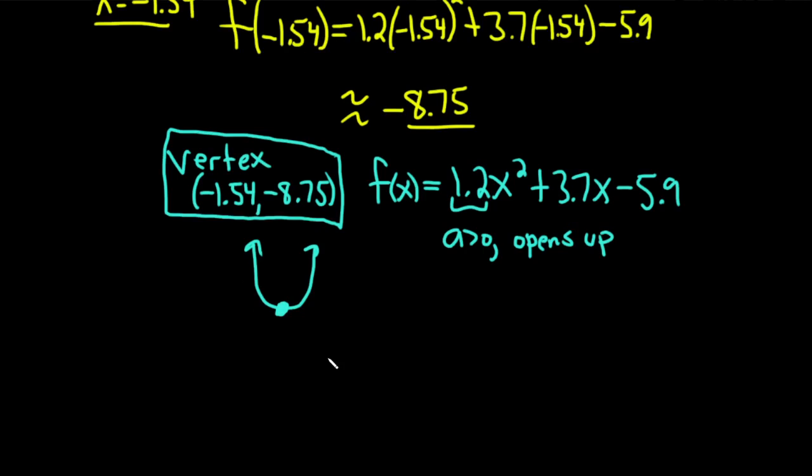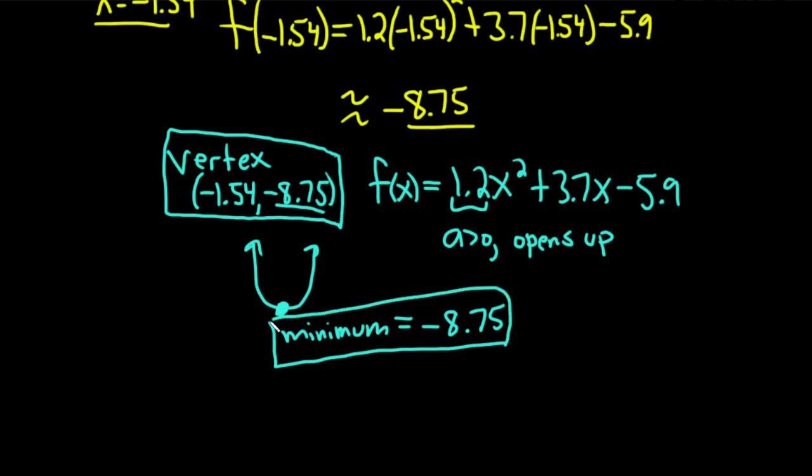And so already you can see that because it opens up, it's going to have a minimum. And the minimum is the y value there. So the minimum in this case is just negative 8.75. If it had opened down, then this would be a maximum, right? Like if it looked like this, then it'd be a max. But it doesn't. It opens up because a is positive. If there was a negative 1.2 here, then we know it would open down.